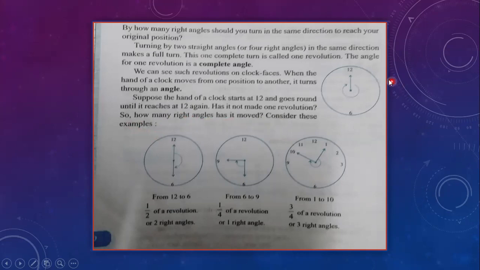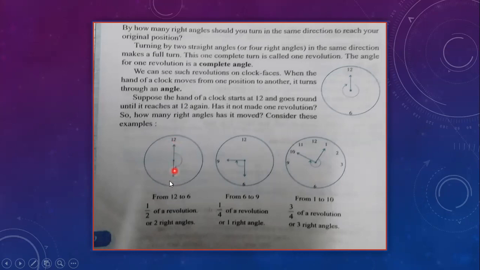Consider these examples. As I said, from 12 to reach 12 again, it takes one revolution. That means it has to go completely one round. How many right angles will form here? I said from 12 to 3, one right angle, 3 to 6, one right angle, again 6 to 9, one right angle, and 9 to 12, one right angle. So totally four right angles will form.